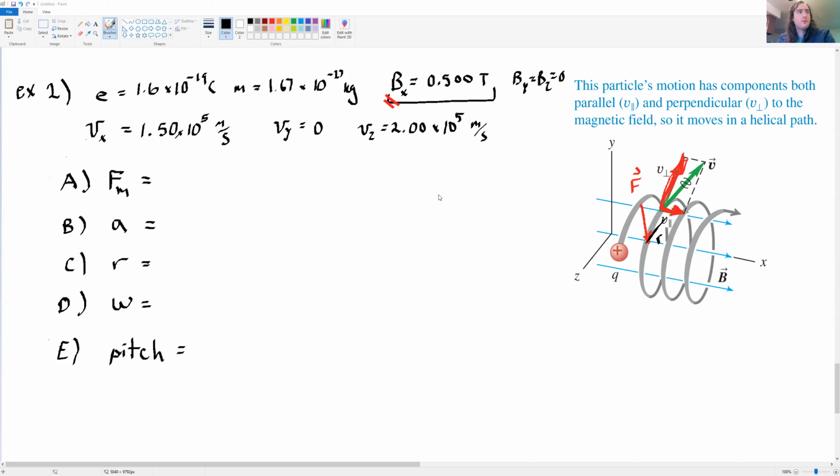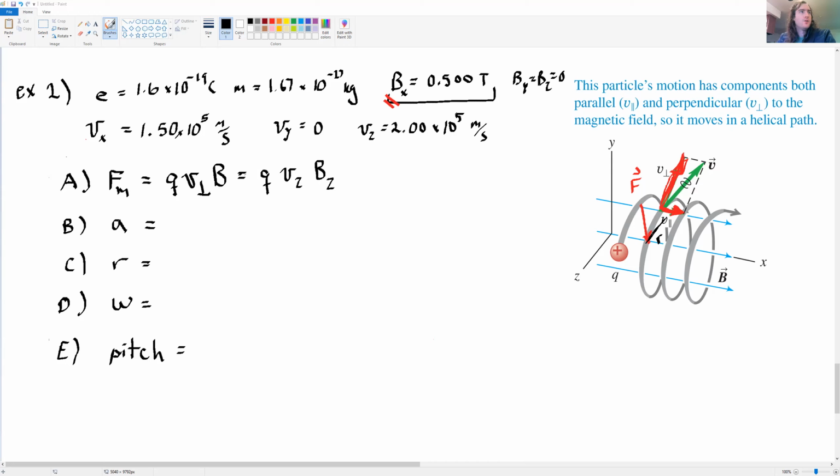So I'm going to start going through the questions. Just keep on typing your answers. And if you notice your answer is different from other people's, then you can maybe find your mistake by watching what I do here. For the magnetic force, only the perpendicular component of the velocity will contribute to the force. In that case, it's only Vz. So the answer here for A should be Vz times Bx times the magnitude of the charge.